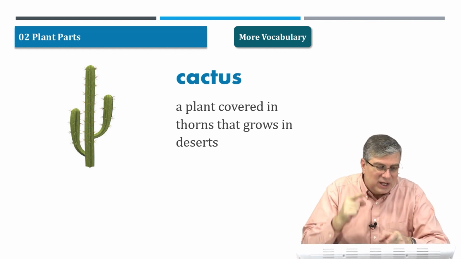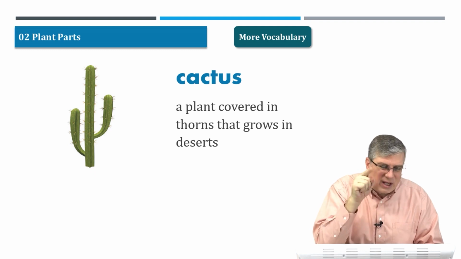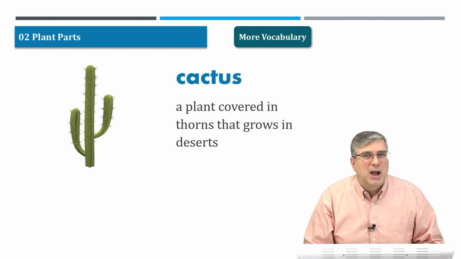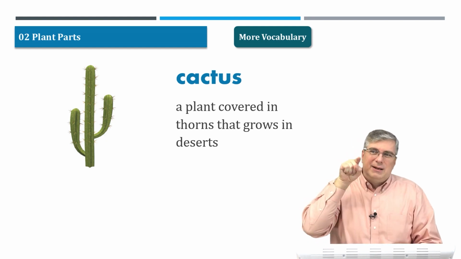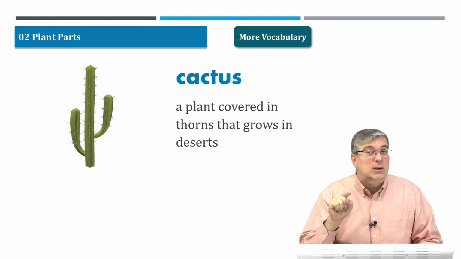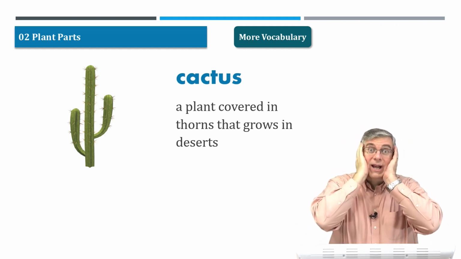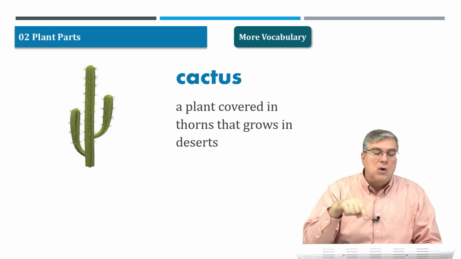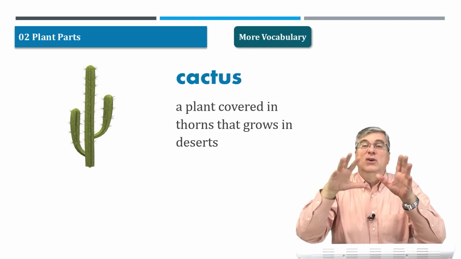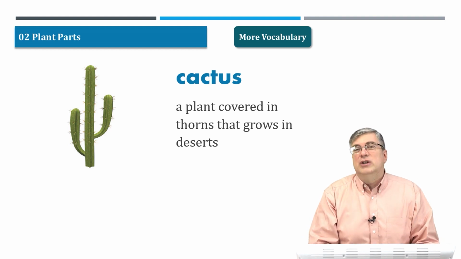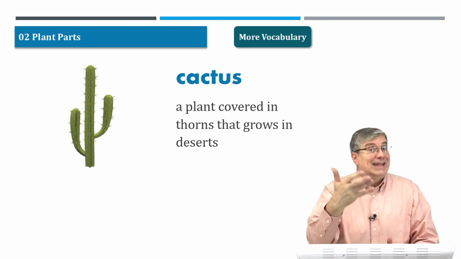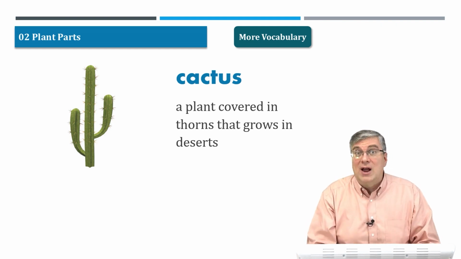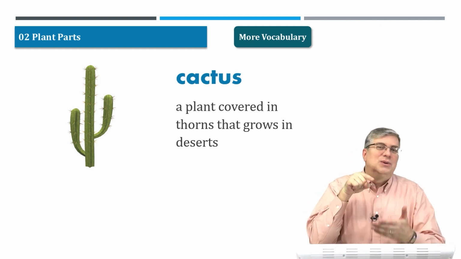Do you see on the picture, do you see those little things coming off the cactus? Those are thorns. Remember we talked about thorns. They're sharp parts of a plant. They're like needles. And on a cactus, oh my gosh, they have a lot of these thorns all over them, right? A plant covered in thorns, and they usually grow in the desert, like in Arizona, where we used to live.